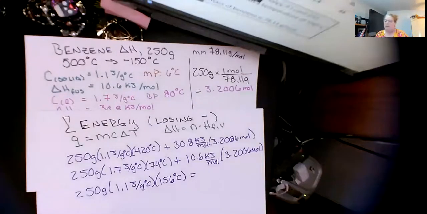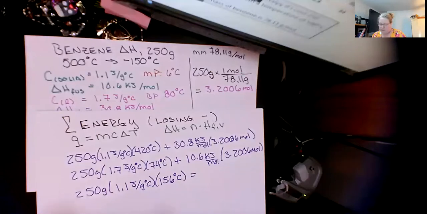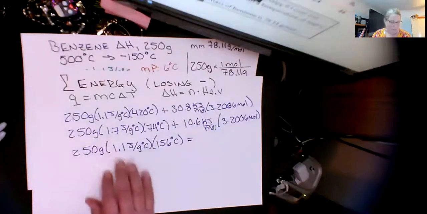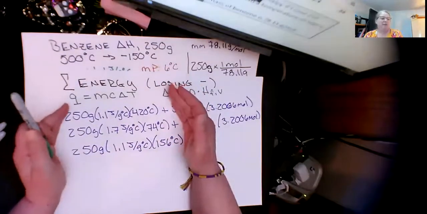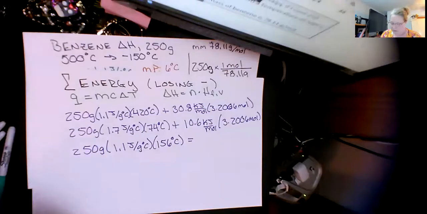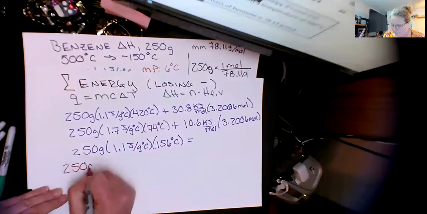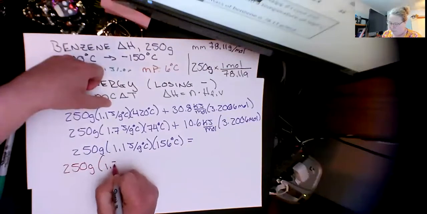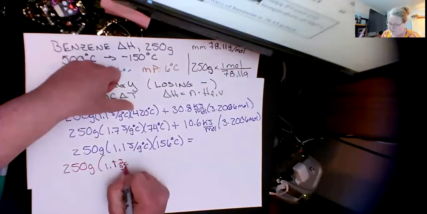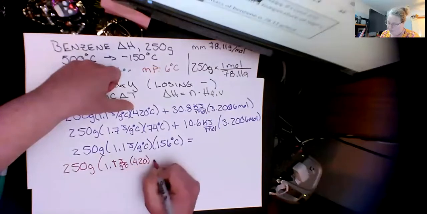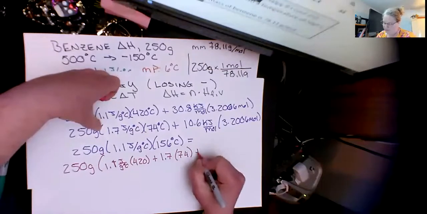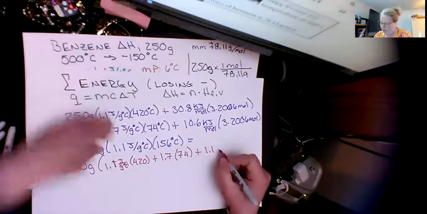And there's a couple things that you can do to save yourself some button pushing. One of those is to add them up individually, and the other one is to look at this and say, I can factor this out. I can look at all these CPs in terms of what's happening in those phases, because that 250 is going to come out. So I'll have 250 grams times 1.1 joules per gram degree C times 420, plus 1.7 times 74, plus 1.1 times 156.